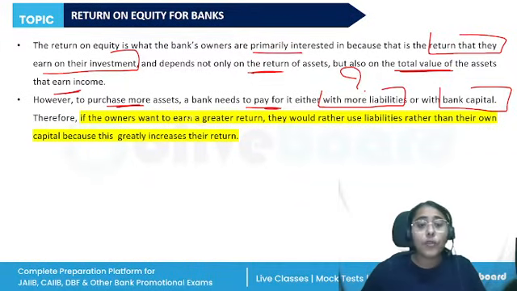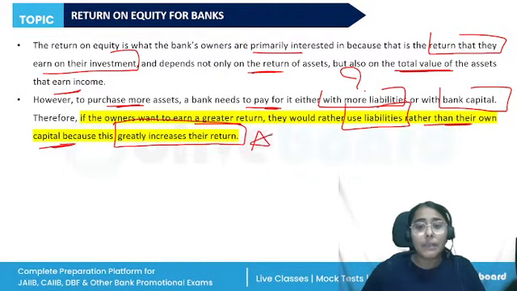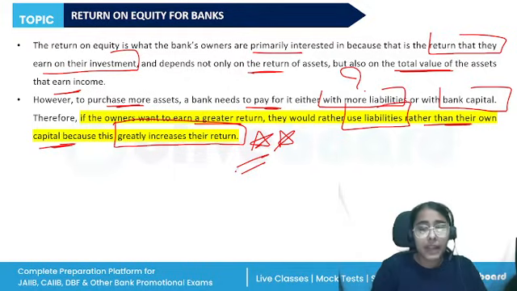So, if the owners want to earn a greater return, they would rather use liabilities than their own capital because it increases their return. Again, a very important point. What will be more profitable to the bank? Options will be given. Option A, use their own liabilities to purchase more assets. Option B, purchase more assets with the bank capital. Option C, none of the above. Option D, both A and B.